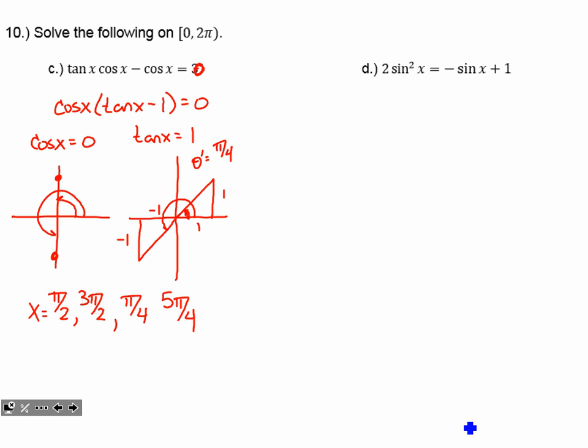And our final problem here, we can see the trinomial. We got a squared sine, a regular sine, and a constant. Let's get it set equal to 0. Again, since it's a trinomial, I want to factor that.